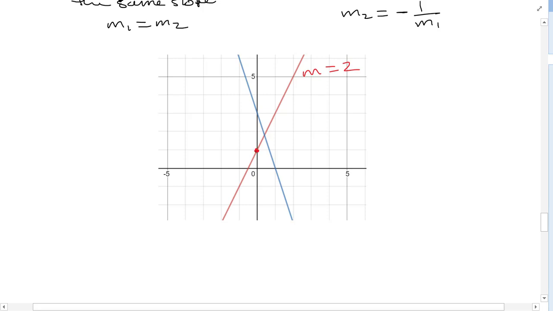Here's a point on the crosshair on the corner, up 2 and over 1, up 2 and over 1. So the slope is 2. What about the blue line?